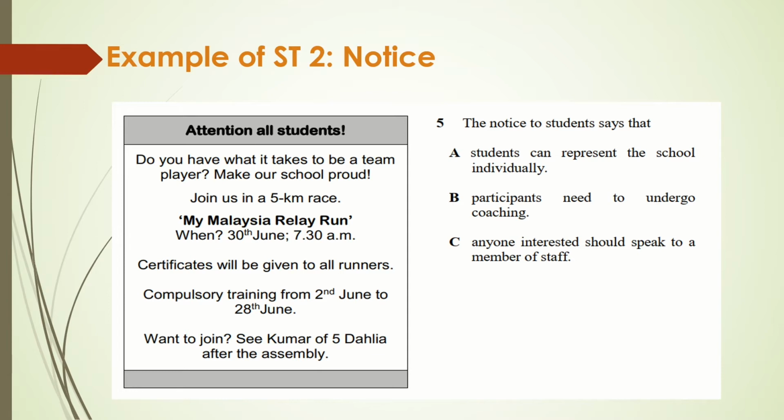Okay, so the notice to students say that students can represent the school individually. Be a team player, make us proud. It doesn't really say that they can represent the school individually, because what it takes to be a team player, so it has to be in a team, in a group of runners. Participants need to undergo coaching, compulsory training. It says here compulsory training, so B is probably right about now.